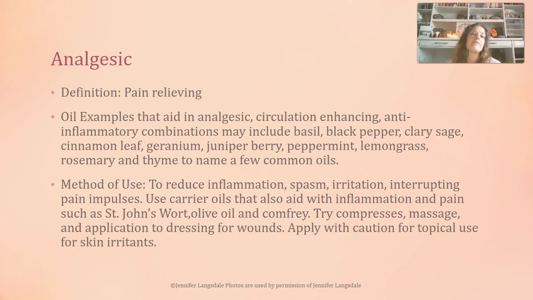So the method of use, when we're using things that are going to help reduce pain and inflammation in the body, spasm, irritation, we're looking to interrupt those pain impulses. So we want to make sure we're using oils that we can apply to the skin, but in a good carrier oil, so that we're not irritating the skin. And it was recommended through our many texts that we use St. John's wort, olive oil, and comfrey, because those are actually carrier oils that help with inflammation.